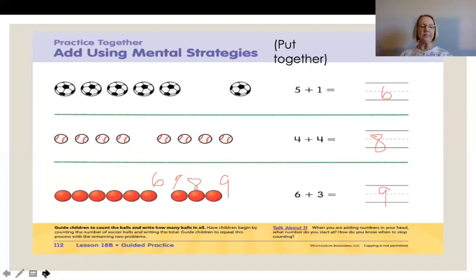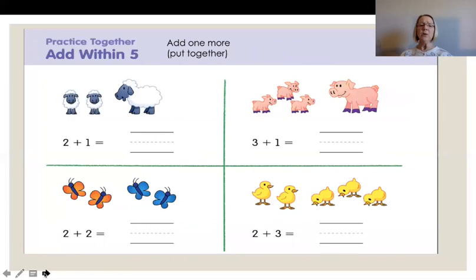All right. Here is another one where we add 1 more or we put together. Okay, and what we want you to do is eventually be able to look at 2 plus 1 and say, hey, that's 3 without having to count it. Or 3 plus 1 and say, oh, that's 4. And 2 plus 2, 4. And 2 plus 3, 5. So we want you to be able to do that quickly without having to count.